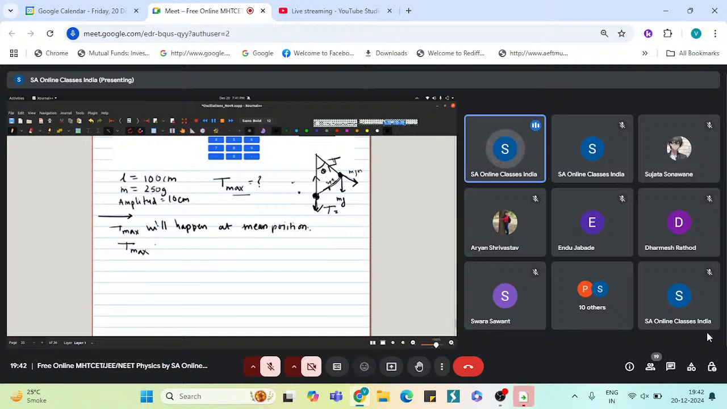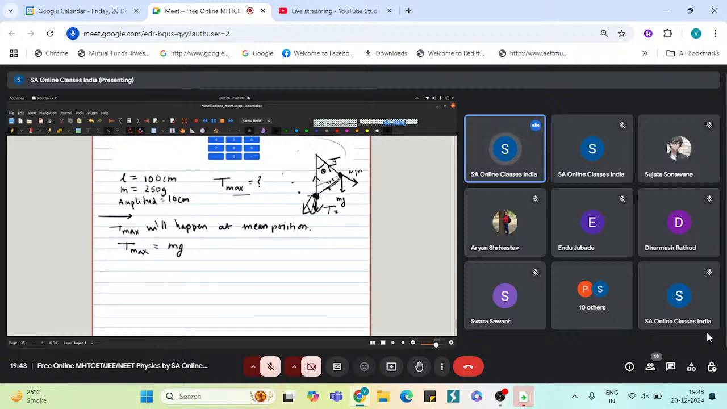For that, firstly we'll get a contribution from mg because it is directly going in the negative direction, and there will also be a contribution from a centripetal force, because this blob is performing a circular motion. When the blob is moving in a circular motion, you know that a centripetal force also acts on the blob, and that centripetal force is always in the negative, outwards direction.